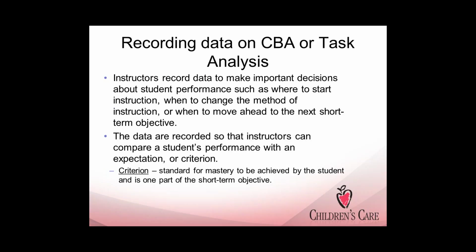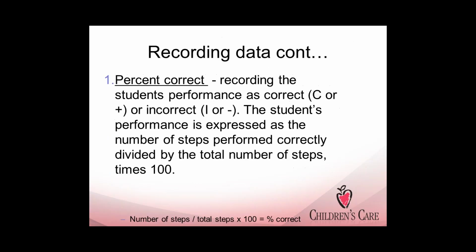Recording data on CBA or task analysis. Instructors record data to make important decisions about students' performance, such as where to start instruction, when to change the method of instruction, or when to move ahead to the next short-term objective. The data are recorded so that the instructor can compare a student's performance with the expectation or criterion standard for mastery to be achieved by the student, which is one part of a short-term objective.